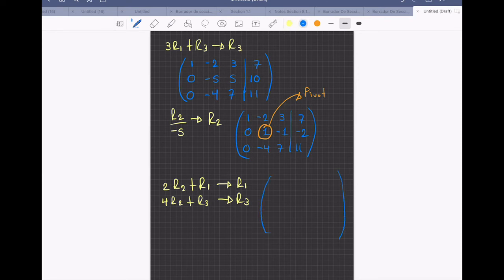After that, row 2 is going to be the same. Again, I'm going to change here only row 1 and row 3. Row 2 as it is based on the last matrix. This is my last matrix, so row 2 is going to be 0, 1, -1, and -2. Now, new row 1.